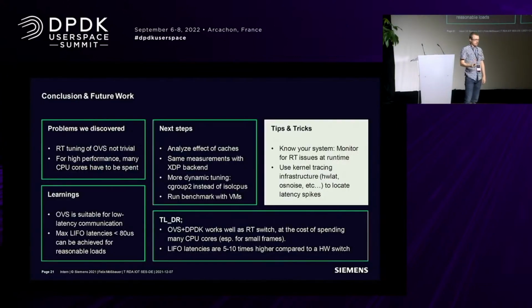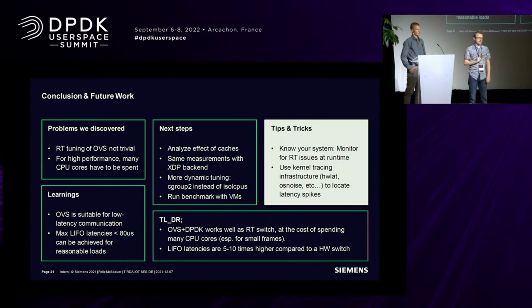So let's conclude. Time is almost up. Maybe start with the problems we discovered. Firstly, the real-time tuning of Open vSwitch is not trivial, because first you have to tune the operating system, then you have to tune the Open vSwitch. There you have to do a lot of configuration to get a proper tuning for your use case. For high performance, you still have to spend many CPU cores. So you really have to throw hardware at it to get a decent performance.